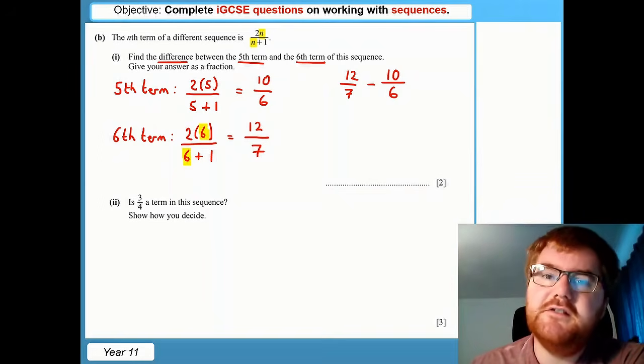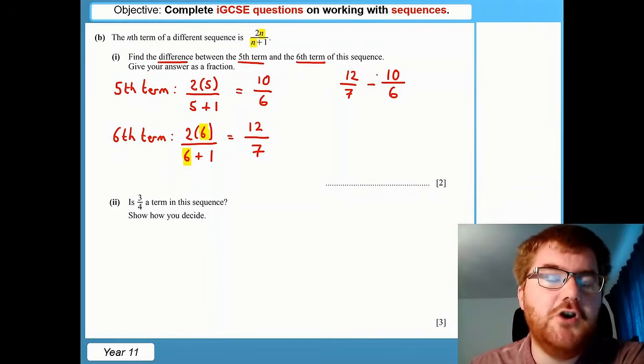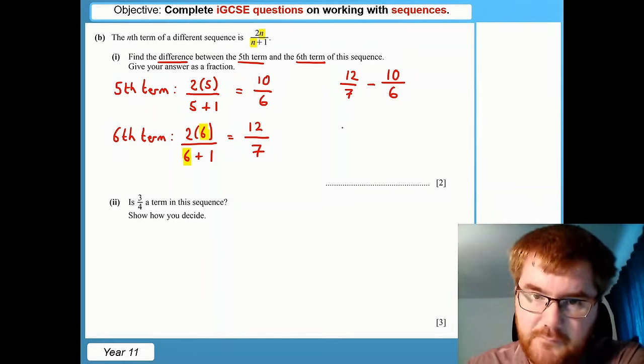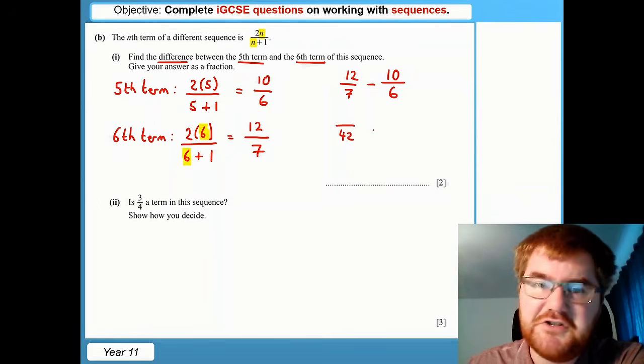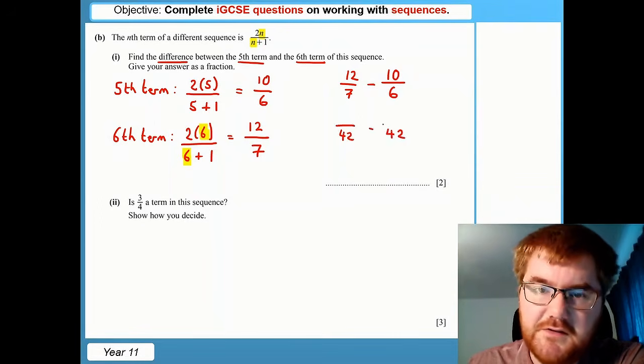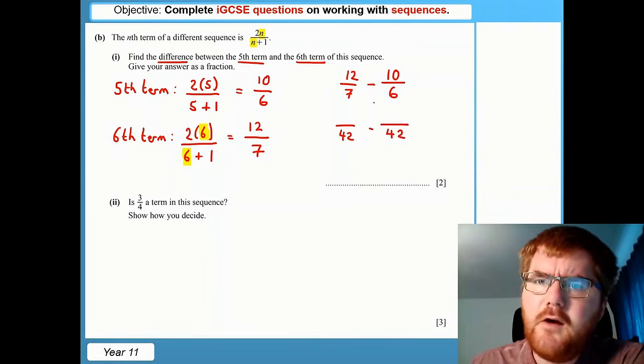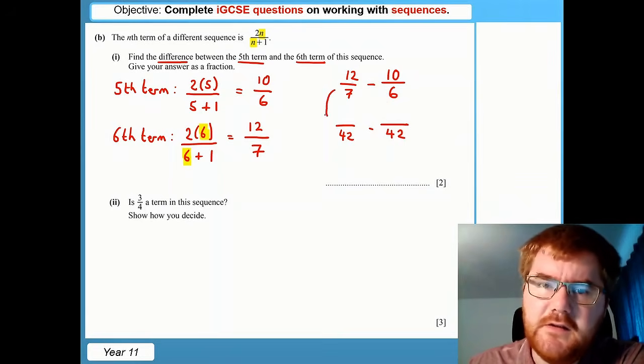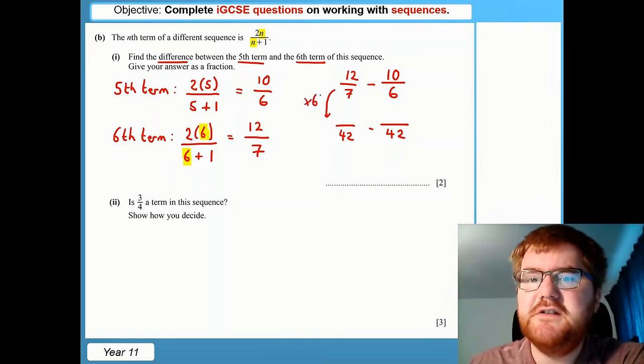Now the reason we're going to do this is we're going to find a common denominator. The easiest way to do this is do 7 times 6, which is 42. So we're actually going to do some fraction work here, which is always useful. And now we work out what we need to do in the numerator. So we times 7 by 6 to get 42. So we need to do the same to the top.